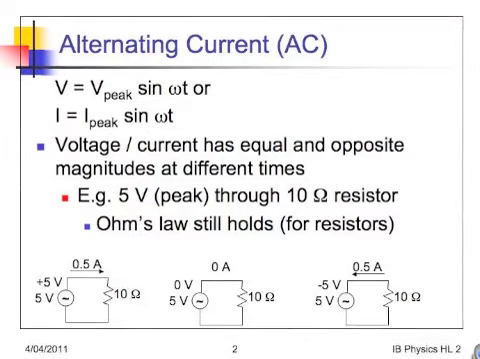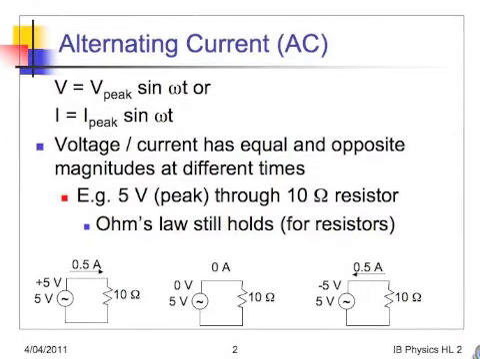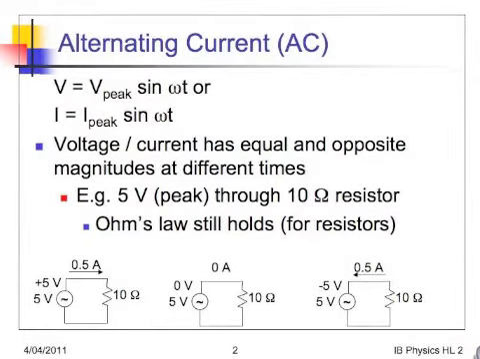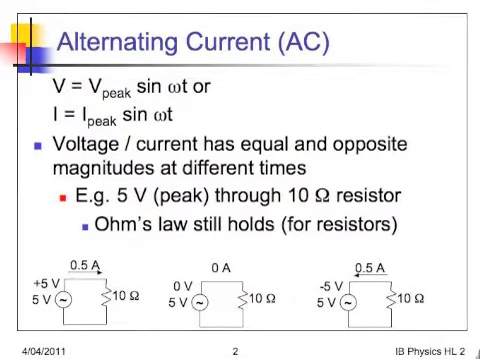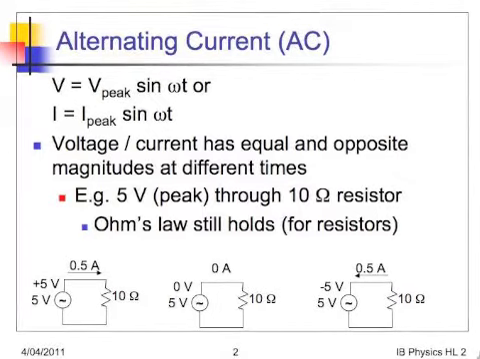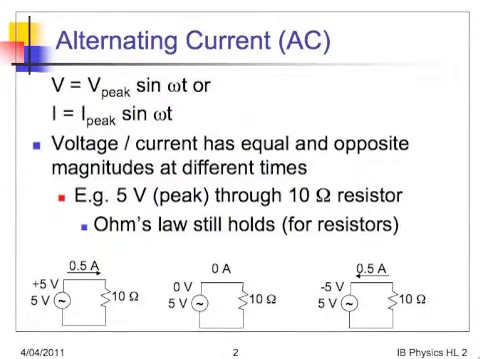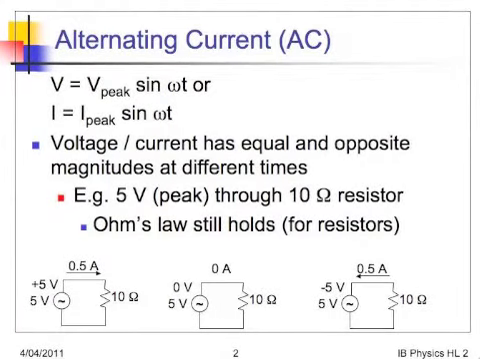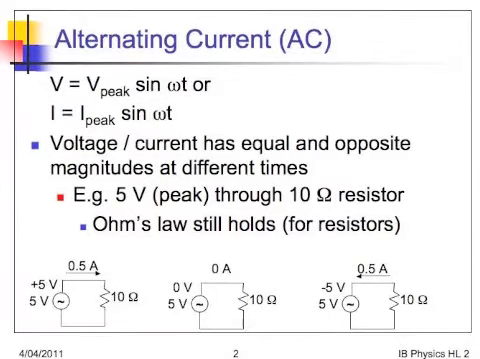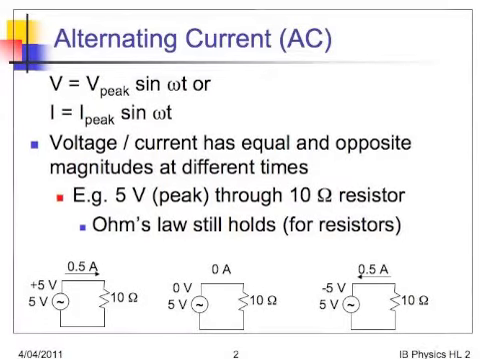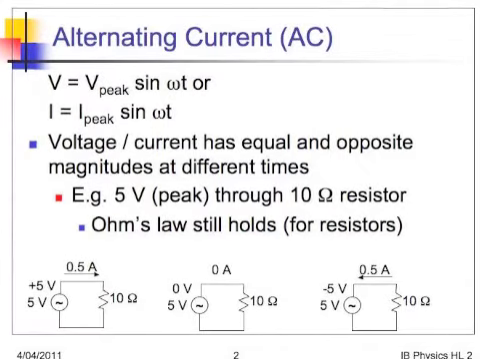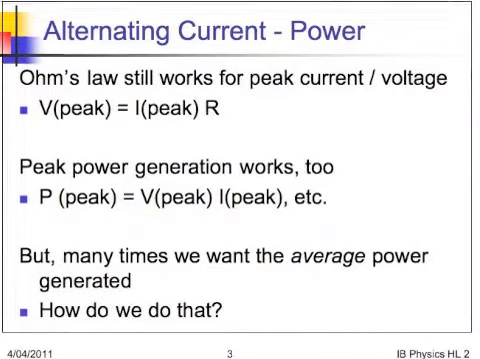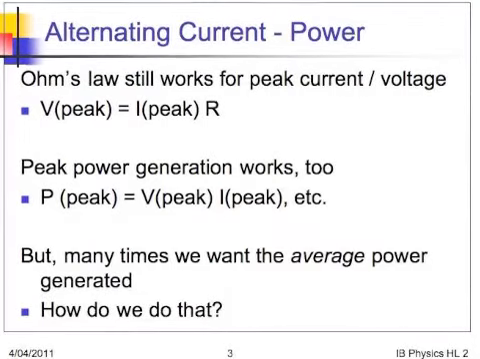These diagrams also show how Ohm's law still works for alternating currents. If we have a 5-volt signal, the 5 volts going into a 10 ohm resistor, the current for that is half an amp. So at that particular point in time, Ohm's law is still working. And that's how that works. Ohm's law works for any particular point in time.